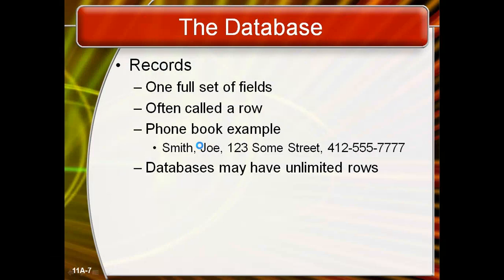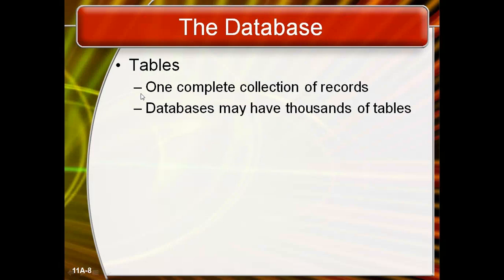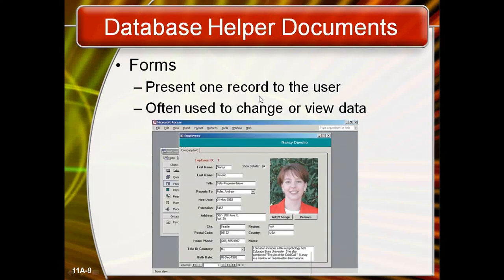Now we define a little bit more about the records. Now tables. One complete collection of records is called a table. A database may have thousands of tables. Forms present one record to the user. What happens?